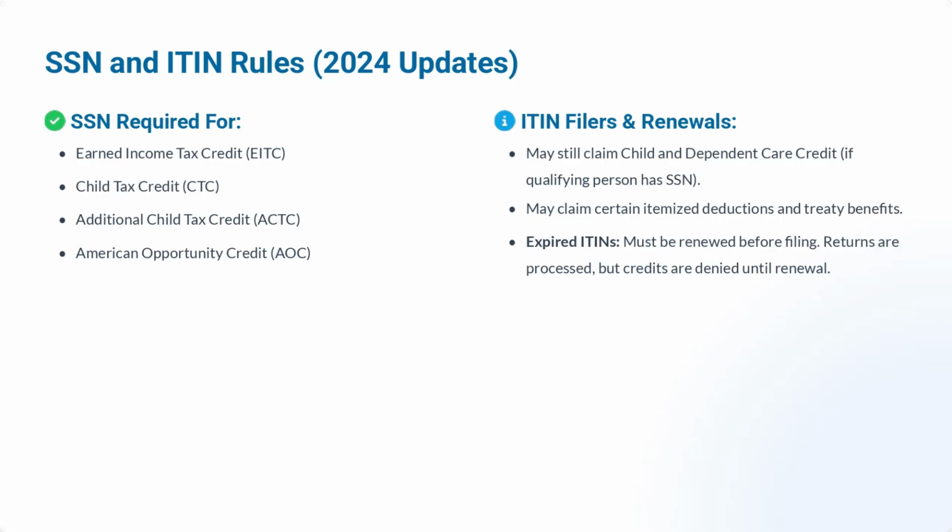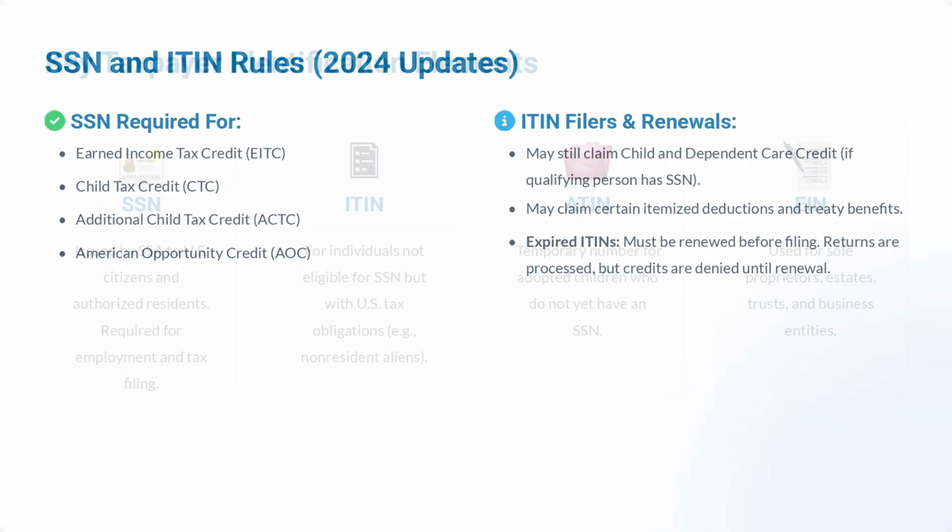Dependents and SSNs. A key EA exam point. To claim the child tax credit, the child must have a valid SSN issued before the filing deadline. Even one day late, for example, the SSN issued after 15th April, and the child becomes ineligible for CTC. This is a favorite trick question on the exam.